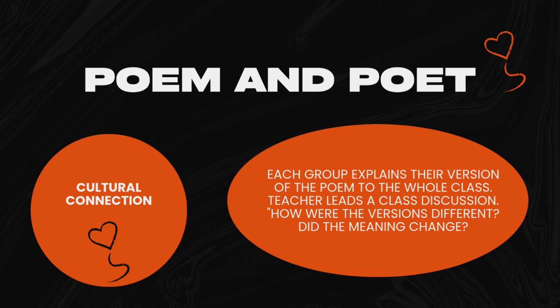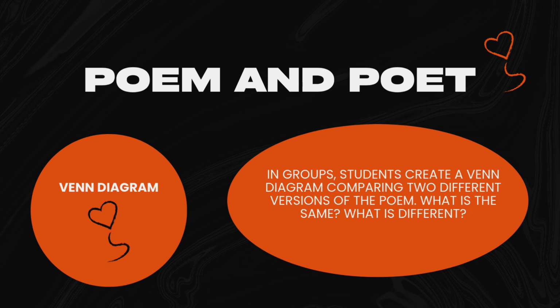Culture connection: each group explains their version of the poem for the whole class. Teacher leads a class discussion. How were the versions different? Did the meaning change? Venn diagram: in groups, students create a Venn diagram comparing 2 different versions of the poem. Was it the same? Was it different?